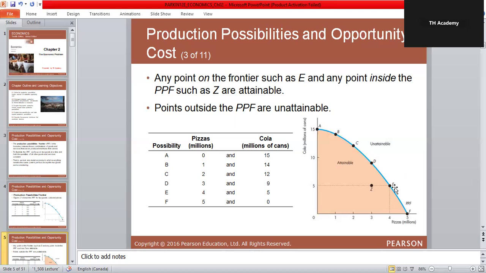So points outside the PPF are unattainable. You can't make 10 million pizzas with just 5 ovens and 15 cans of cola. So this is how it works, the unattainable points and attainable points. Look at the graph. Unattainable points are outside the PPF and attainable points are on or inside the PPF. Now let's look at the next slide.